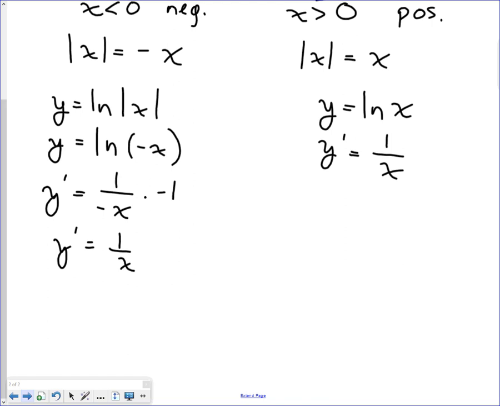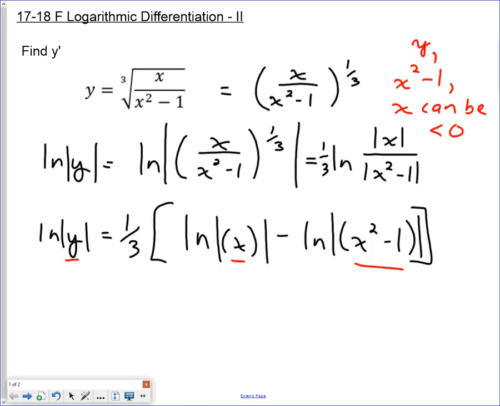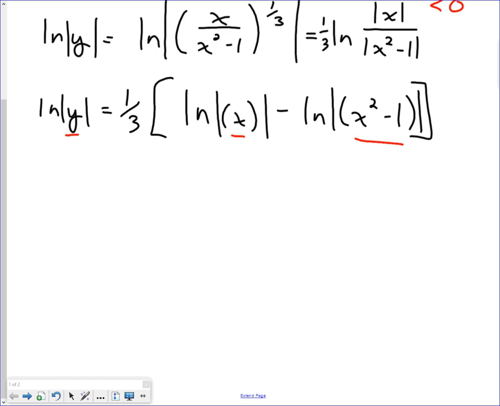The negative signs cancel. So whether x is positive or negative, the derivative of the absolute value is going to be the same. It's always going to be 1 over x. So if y is equal to ln of the absolute value of x, the derivative is just going to be the familiar 1 over x we had before. So even though we have these absolute value signs inside of our lns, when we take the derivative of each term, it's like those absolute value signs no longer matter.